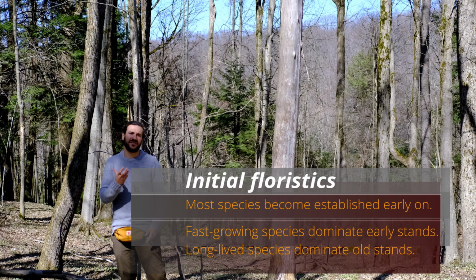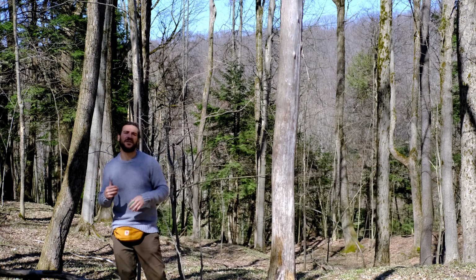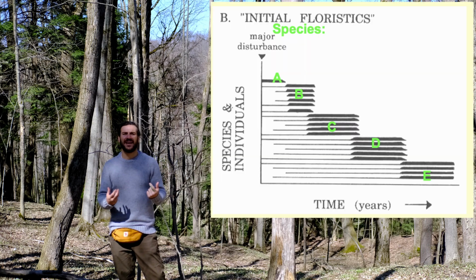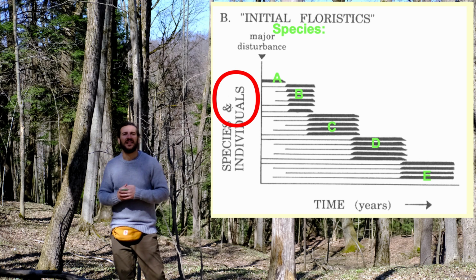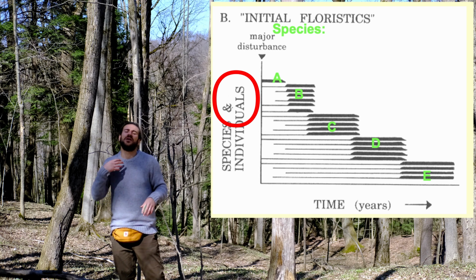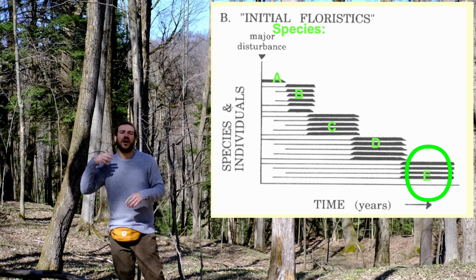So we have relay floristics, and the second theory is initial floristics. Initial floristics postulates that species in an area actually establish at about the same time. After a disturbance, you get a bunch of species that become established, and certain species have an ecology that is live fast, die hard. They have a short lifespan. They carry out their reproductive effort and complete their life cycle in a short duration, while there are some trees that live a longer life and take longer to reach maturity and reproduce.